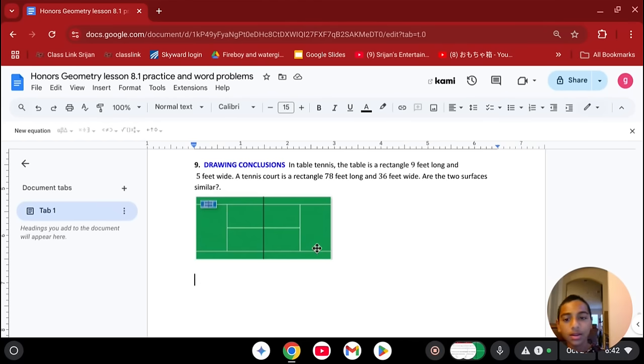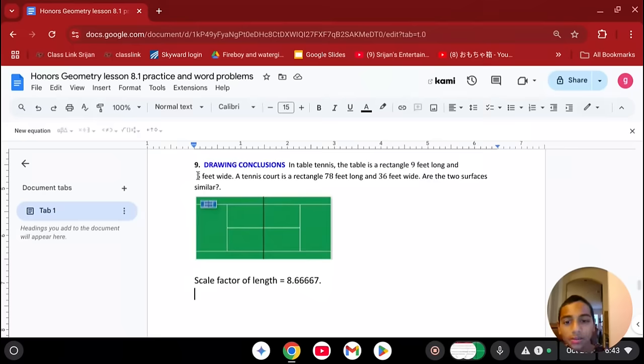So, think about it. The length of the table tennis is 9 feet, and the length of the tennis court is 78 feet. So we're going to do 78 divided by 9 to figure out the scale factor, which is 8.666666666. So the scale factor of length is equal to 8.66667. Now, to figure out if these two are similar, we want to see if the scale factor of the width also equals 8.66667. Otherwise, the table tennis is not similar to the tennis court.